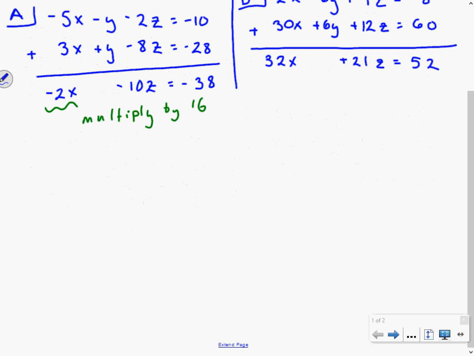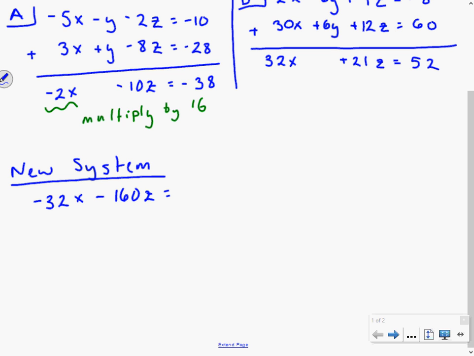Okay, let's write our new system. We said we're going to multiply A by 16, so we get -32x minus 160z. And -38 times 16 gives us -608. And then our B equation, we're not changing at all. We've already got that 32x there.